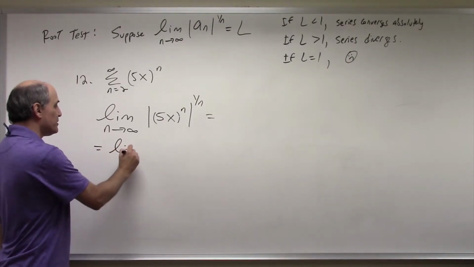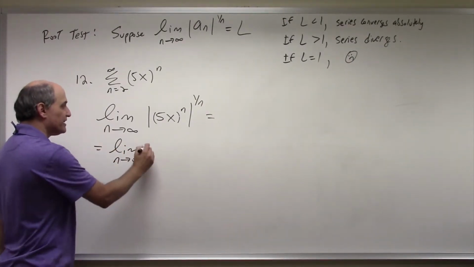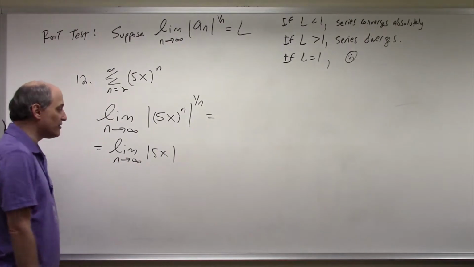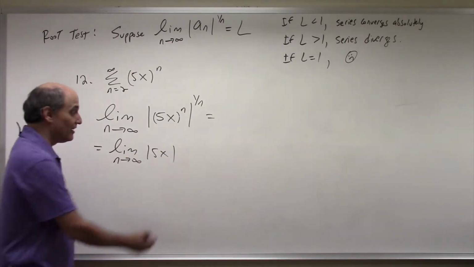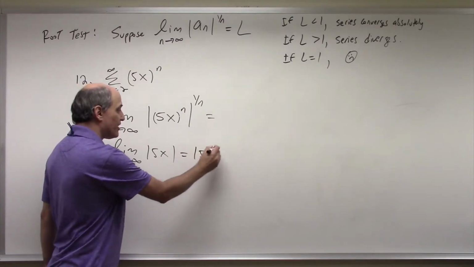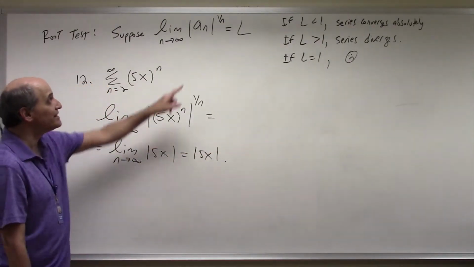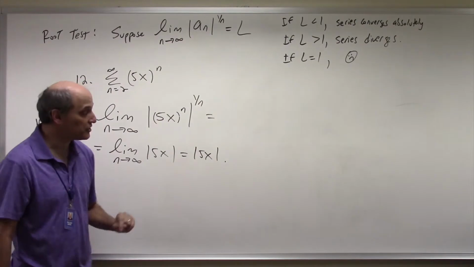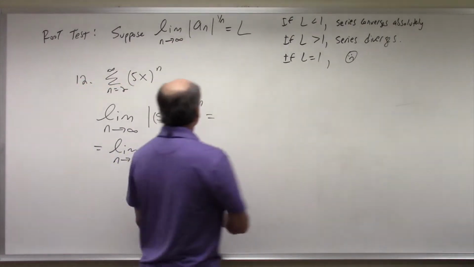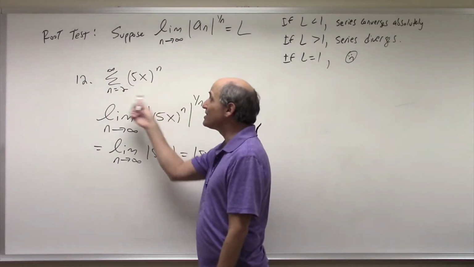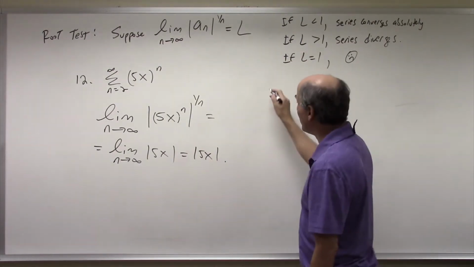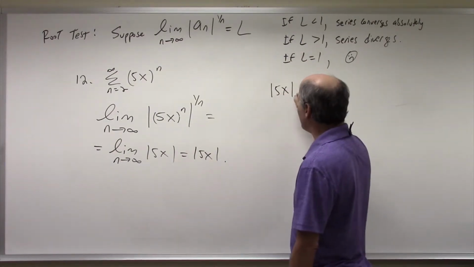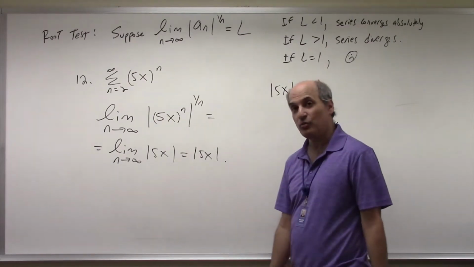So this is the limit as n approaches infinity of the absolute value of 5x, and that's a constant as far as n is concerned. So that limit is just the absolute value of 5x. So I did get an L, I got an answer. And I know that the original series will converge as long as L is less than 1. So I need the absolute value of 5x to be less than 1.